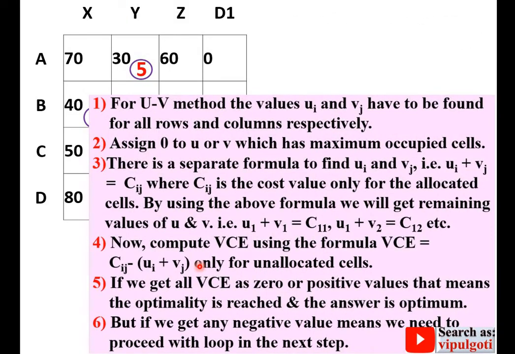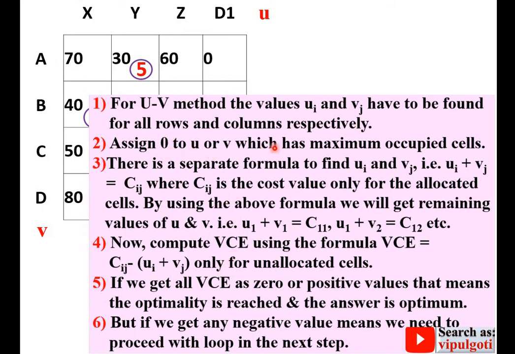So now I can apply the MODI method, or you can say the UV method. These are the steps of the UV method. For that, first we have to find the Ui and Vj for all rows and columns. So I can write over here U and V for all rows and for all columns.